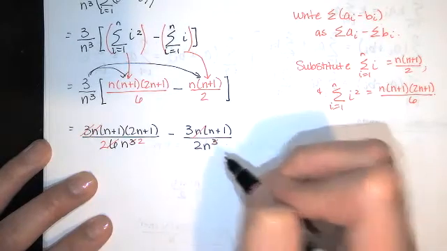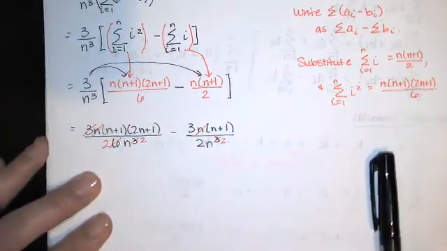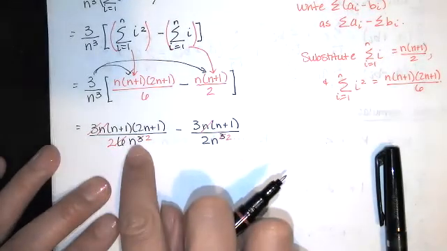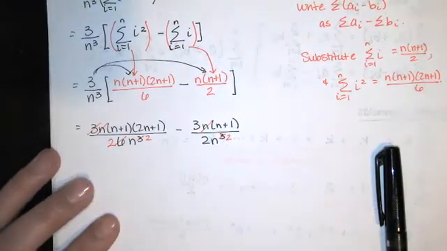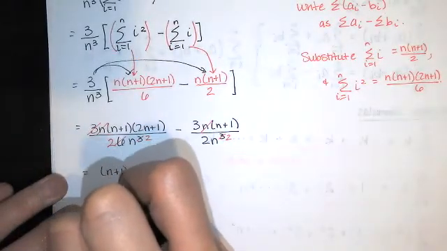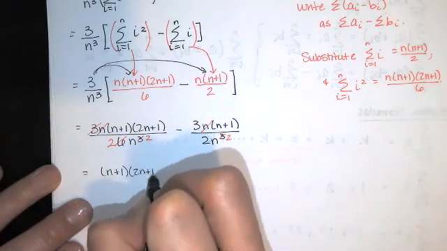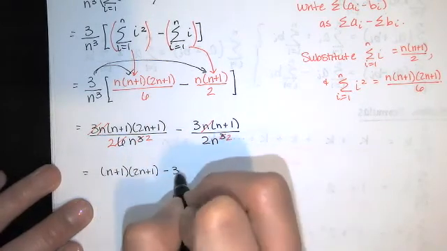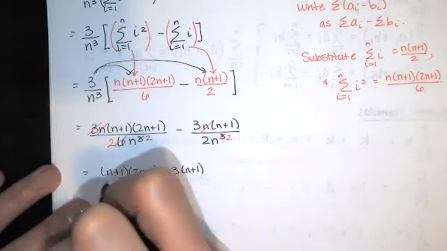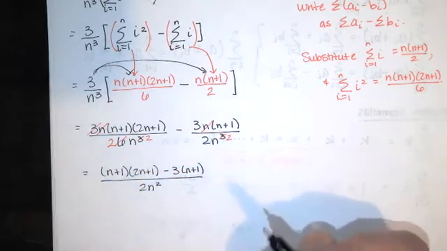That n goes into that. And we can reduce one of those n's, so we have an n squared down there. So I've got a 2n squared in this denominator and a 2n squared in that denominator. So this can be simplified this way. I've got (n plus 1) times (2n plus 1) minus 3 times the quantity (n plus 1), all divided by 2n squared.